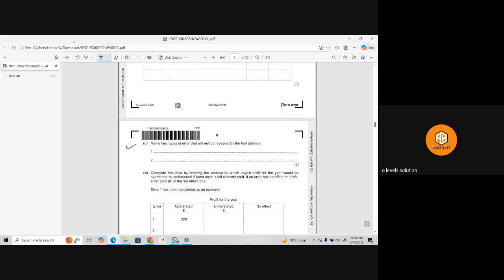Then they are saying to name any two types of error that will not be revealed by the trial balance. So we can write anything. We can say omission and original entry.